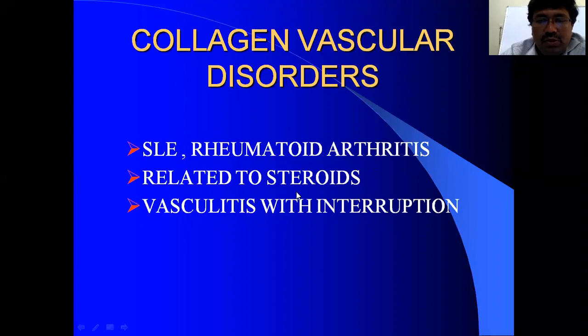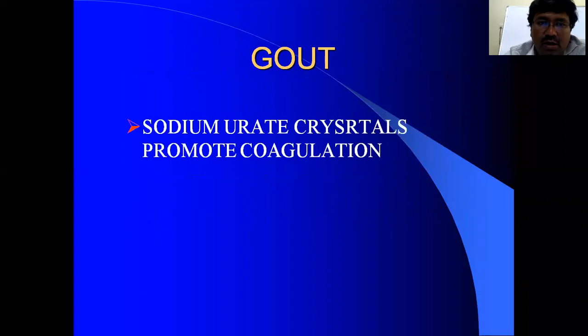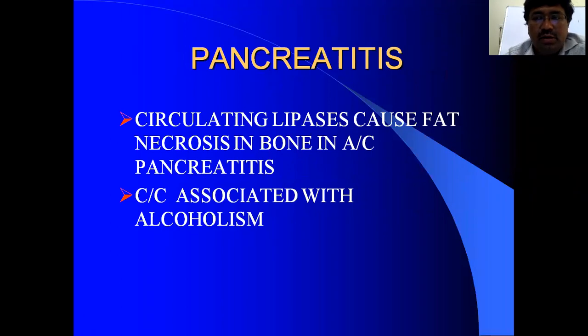In these conditions, we put a lot of steroids, and it will cause corticosteroid induced vasculitis and damage. Renal transplantation: here also we put a lot of steroids and immunosuppressive agents, and they cause steroid induced avascular changes. Next is gout. The sodium urate crystals promote coagulation, and once there is coagulation, it causes emboli and everything. Next is pancreatitis. Circulating lipases cause fat necrosis, and once there is fat necrosis, it will cause fat-induced ischemic changes.